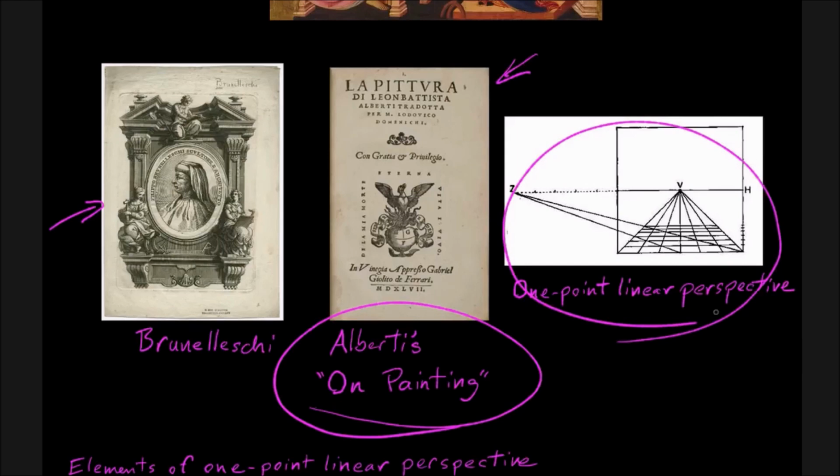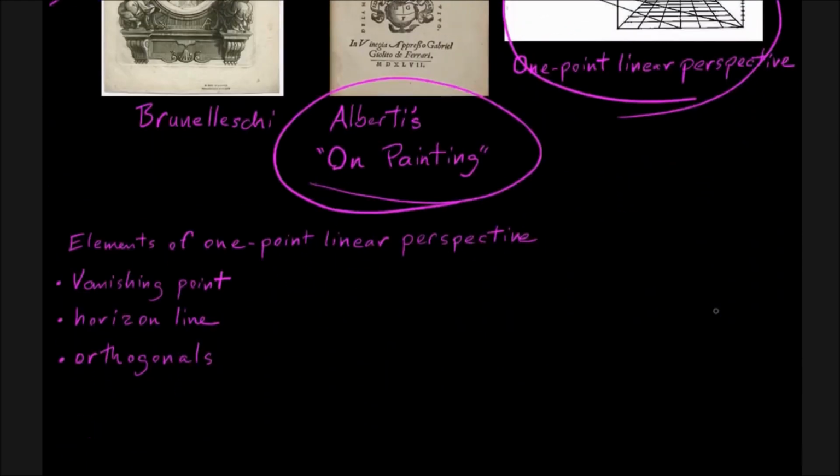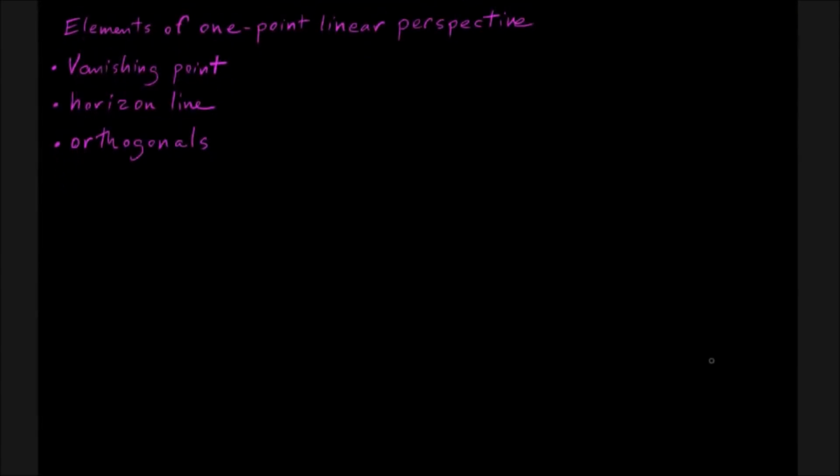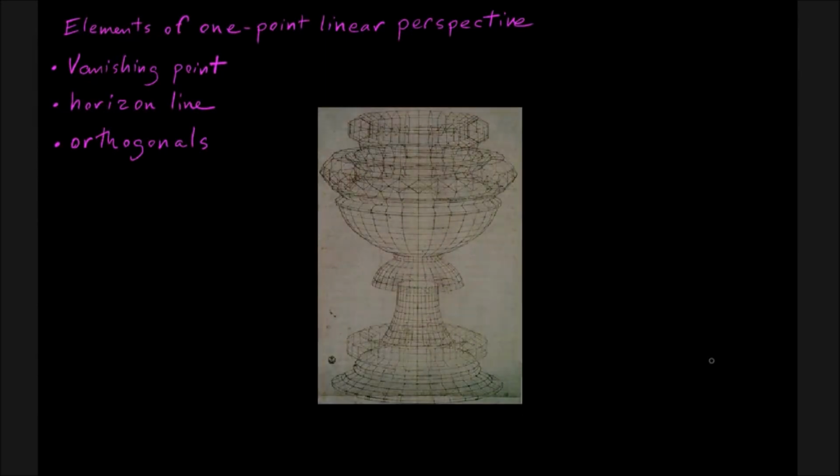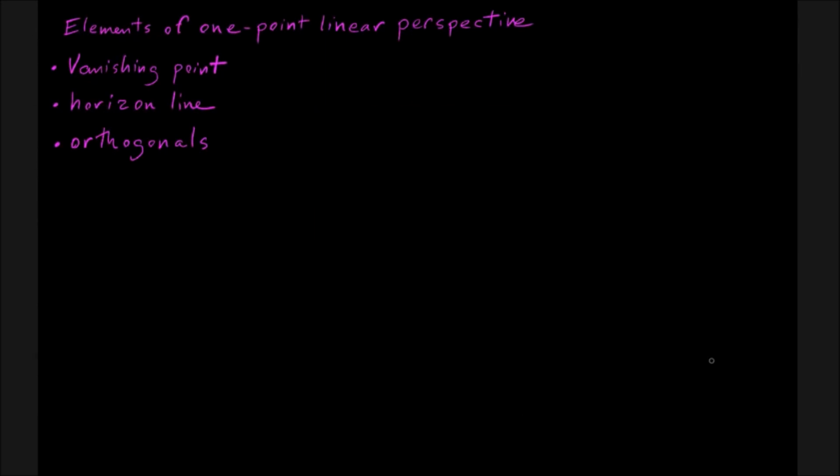Okay. So let's go down here and let's actually do a diagram of linear perspective. Now I cannot do Paolo Uccello's chalice, but I can draw a basic linear perspectival structure. Okay, go for it. Okay, so first of all, we need to understand that one-point linear perspective, sometimes called scientific perspective, is made up of three basic elements. There's a vanishing point, there is a horizon line, and there are orthogonals.